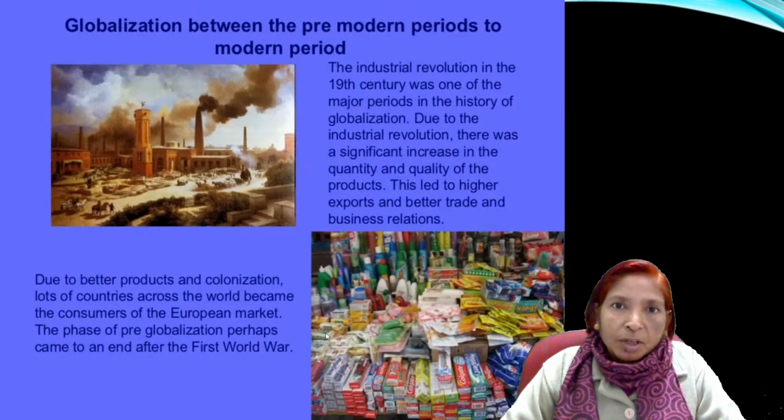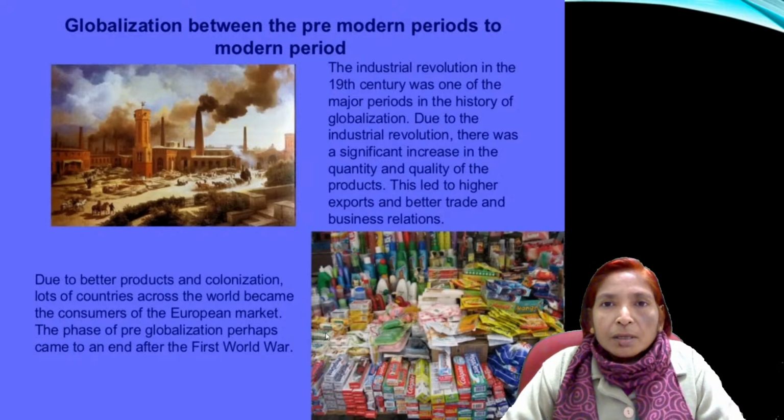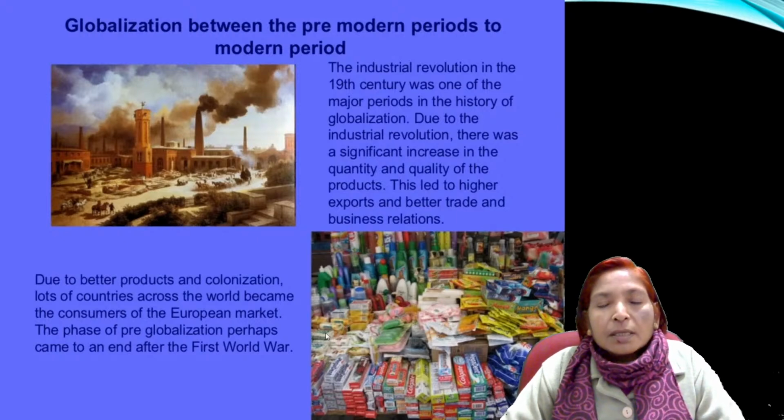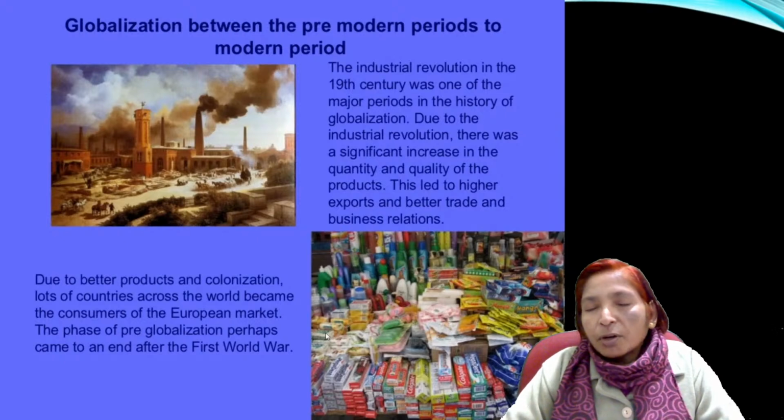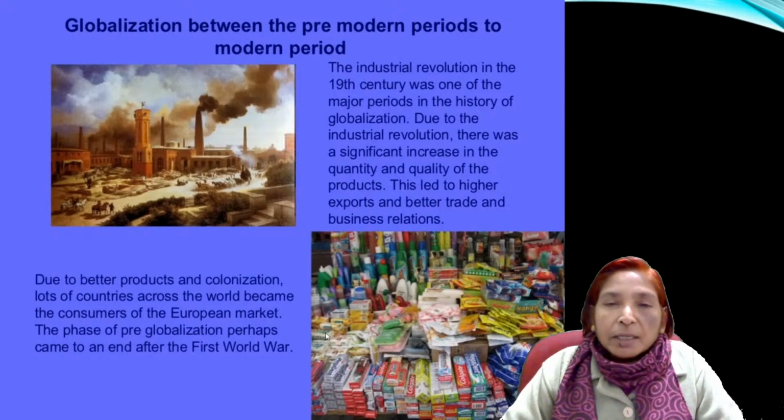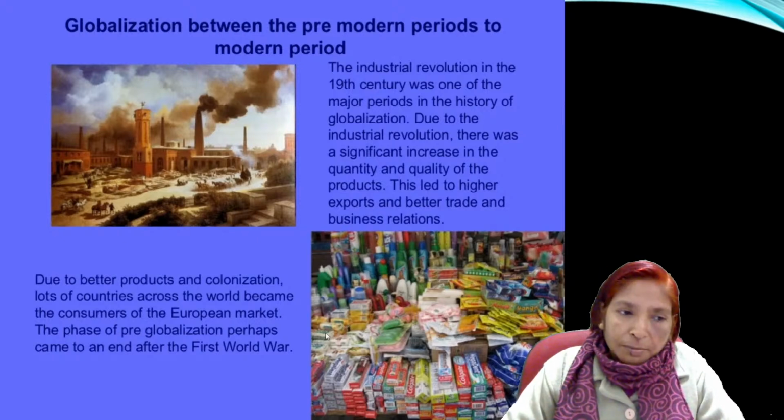When the supply of goods and services increased at the time of the Industrial Revolution, the main problem was how to allocate this abundant supply to different nations so that all surplus production could be utilized properly and the producer could get maximum profit. Then this concept originated. This led to higher exports and better trade and business relations.